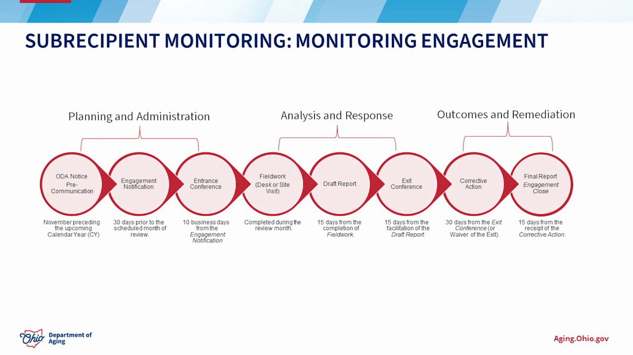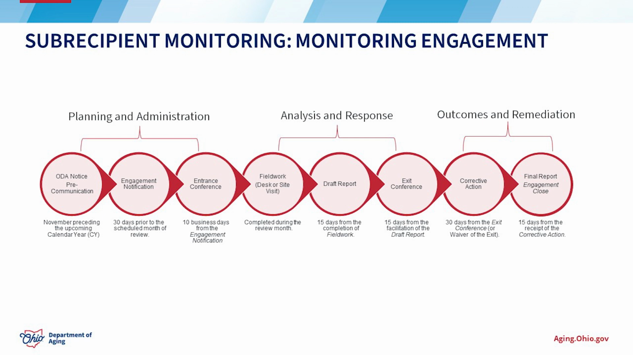First, typically around November, we will issue the pre-communication via ODA notice. This notice provides the monitoring schedule for all subrecipients. Approximately 30 days prior to the review month, we will send the engagement notification via email. The notification will be sent to the agency director as well as any other key contacts as directed.